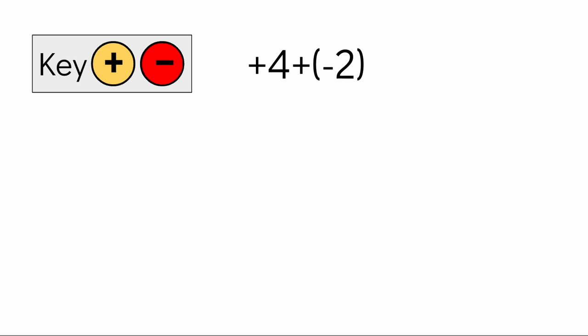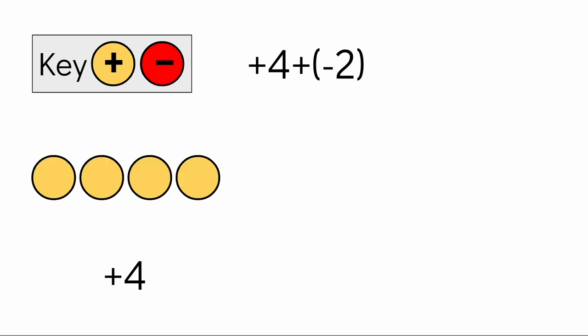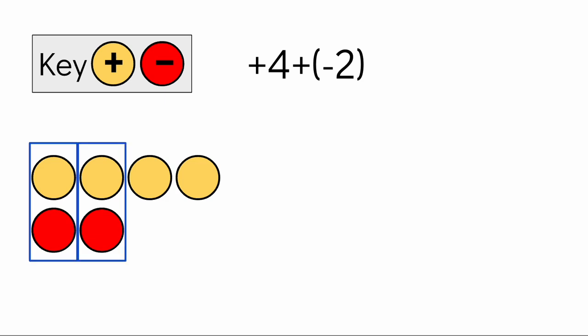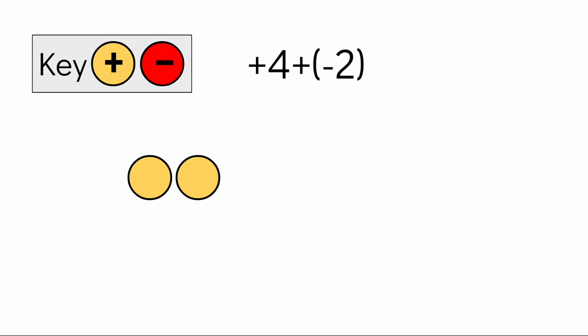Let's model positive 4 plus negative 2. I'll need 4 yellow counters to show positive 4, and 2 red counters to show negative 2. First, we'll see how many zero pairs we can make. Rearranging the counters, I see that I have 2 zero pairs. I'll remove those. I see that I'm left with 2 yellow counters, which represents positive 2. So positive 4 plus negative 2 equals positive 2.